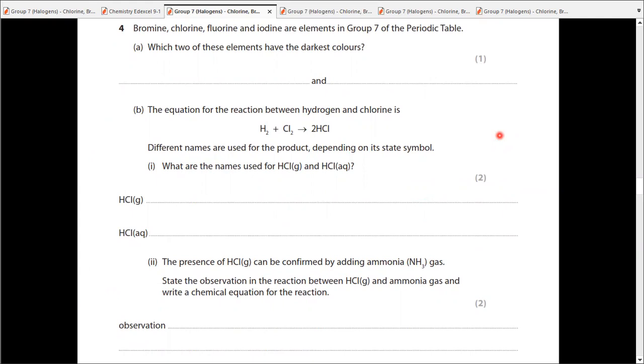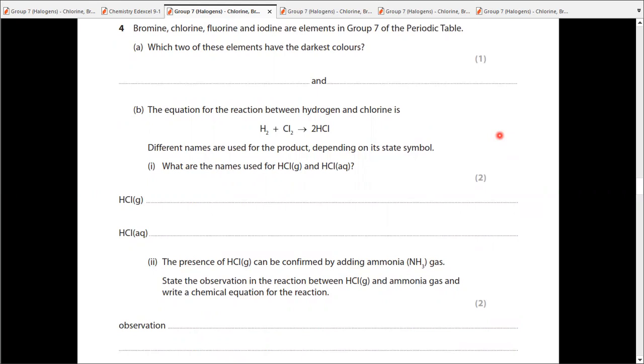Okay. Group 7, darkest. Iodine and bromine. Perfect. And can you tell me what the reason for your choices is?